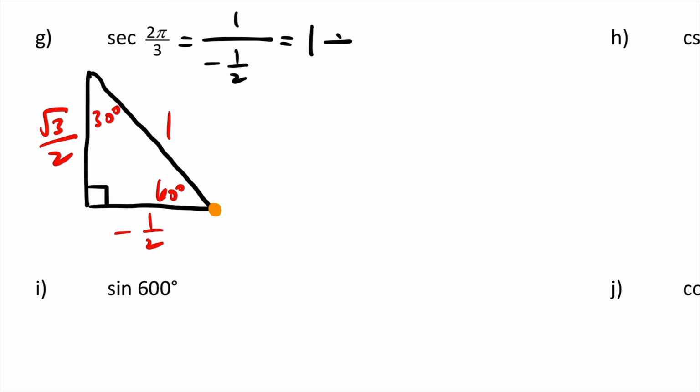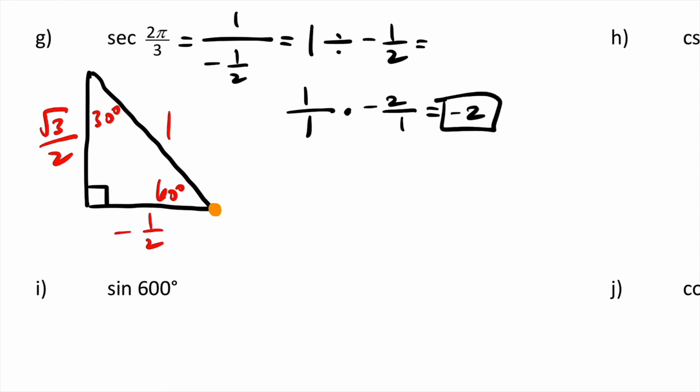So what this means is 1 divided by negative 1/2. 1 is a whole number, but 1/2 is a fraction, so I have to treat it like a fraction. So 1 is 1 over 1. Keep, change to multiplication, flip negative 1/2 to make it negative 2 over 1. Yep, negative 2 over 1, which is the same thing as just regular negative 2.